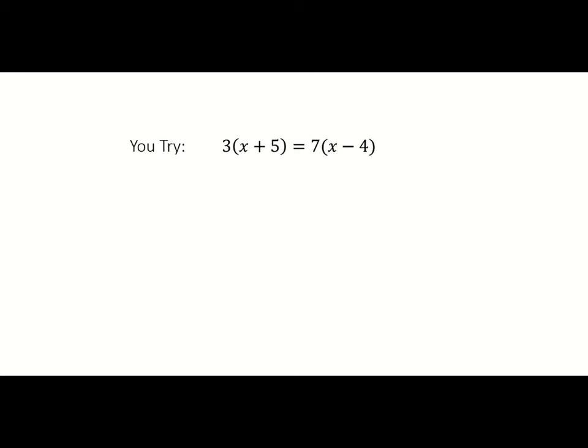To solve this problem, what we first want to do is distribute on both the left-hand and right-hand side of the equation. So on the left-hand side, we want to multiply the 3 with both the x and the 5 inside the parentheses. So 3 times x is 3x, and 3 times 5 is 15. On the right-hand side, we want to distribute the 7 to the x and the negative 4. So 7 times x is 7x, and 7 times negative 4 is negative 28.